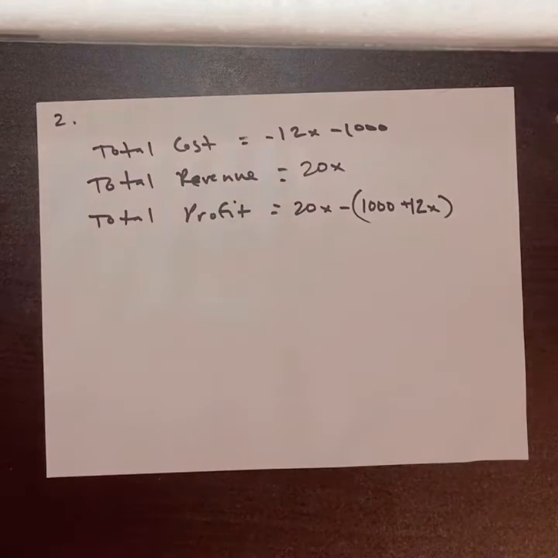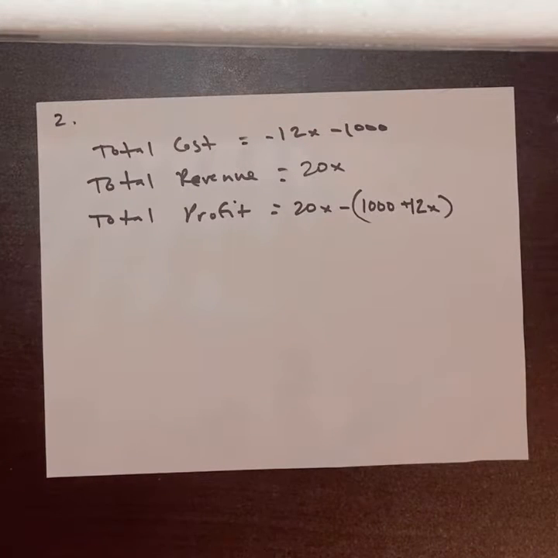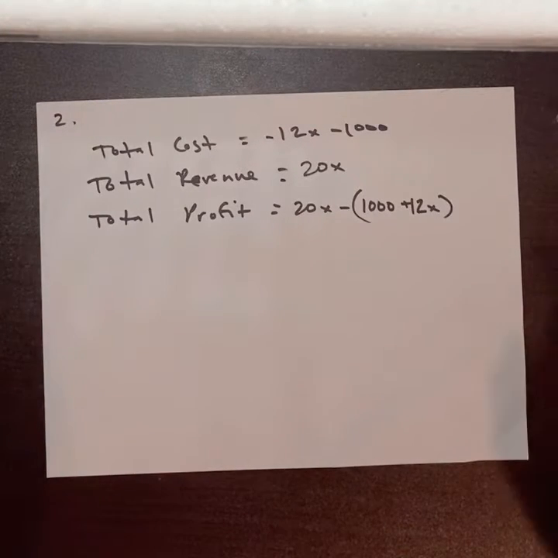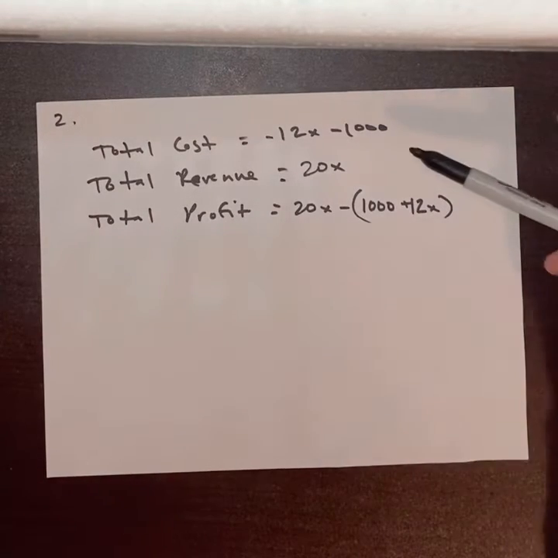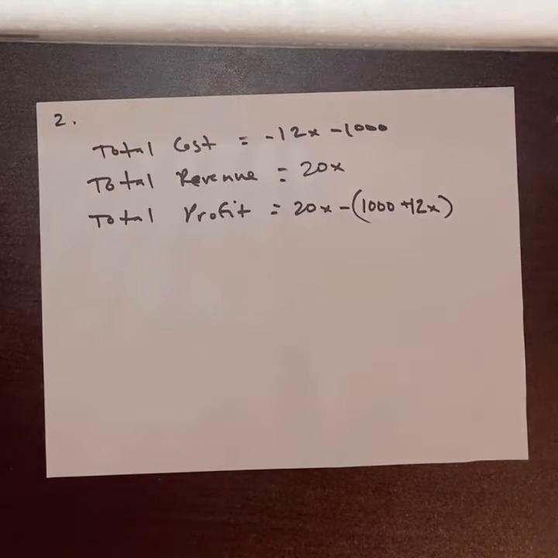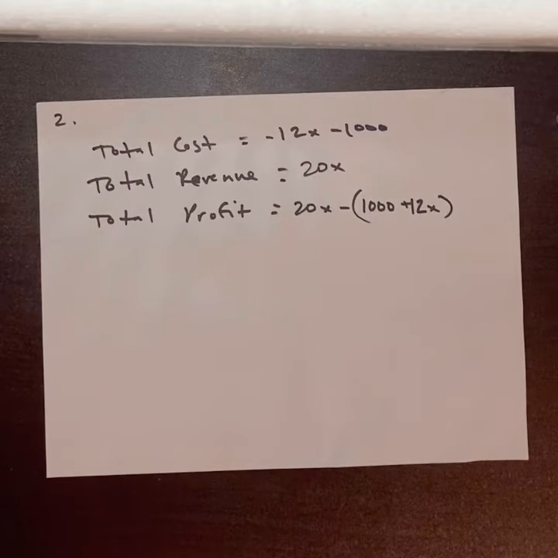Okay, so here's number 2. I'm going to be graphing cost, revenue, and profit of this graph right here. So for cost, it's going to be negative 12x minus 1,000 because I'm spending $12 every t-shirt I make. And then I'm also spending $1,000 for the original business startup fee. Revenue is going to be 20x because I'm making $20 every t-shirt I sell. And then the total profit is going to be 20x minus 1,000 plus 12x in parentheses, and that is revenue minus cost.